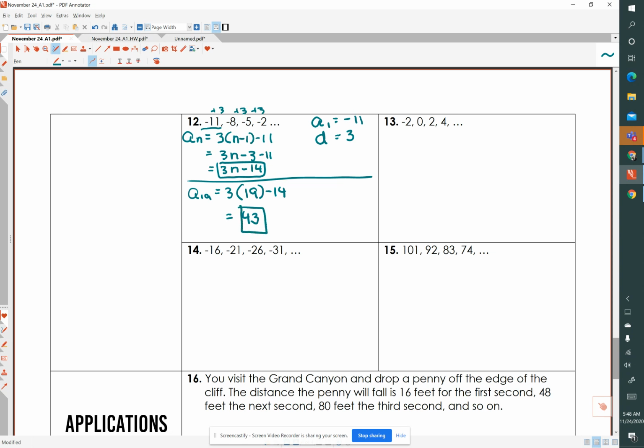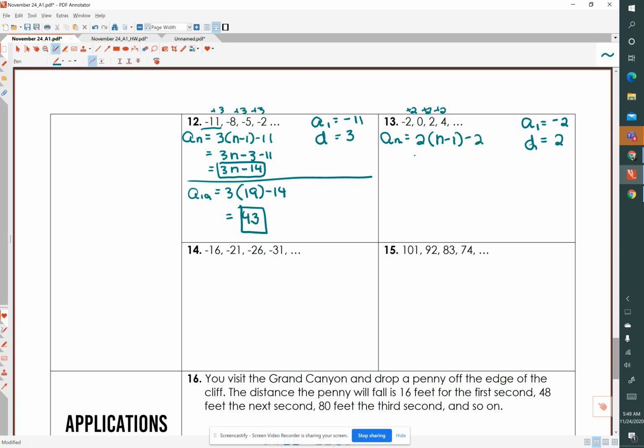Number 13, our first term, our a sub 1 equals -2. And it looks like we're adding 2 between each term. So our common difference is 2. So let's build our rule. A sub n equals our common difference, 2 times the quantity of n minus 1 plus the first term, which is -2. So I'm going to erase the plus and just write -2.